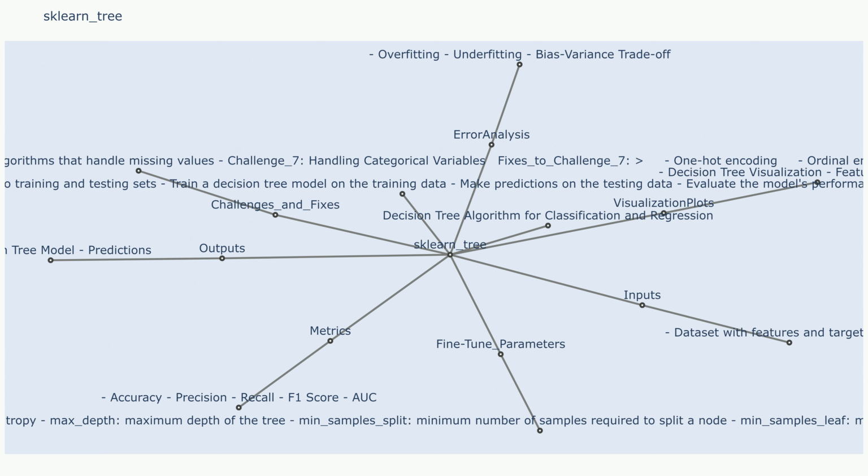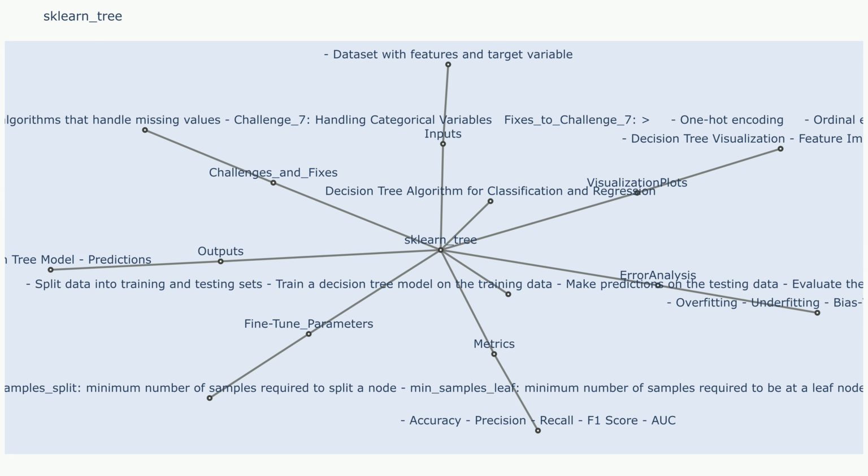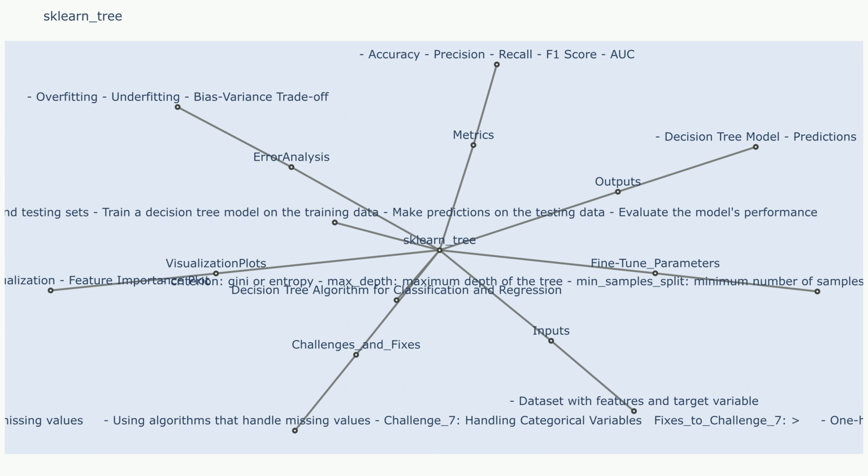Uncertainty methods. Confidence interval: the prediction interval provides a range of values that are likely to contain the true value of the target variable. Out-of-bag error for random forest models, which are ensembles of decision trees. This is an estimate of the model's error based on the data that was not used to train each individual tree. Challenges and fixes. Overfitting.